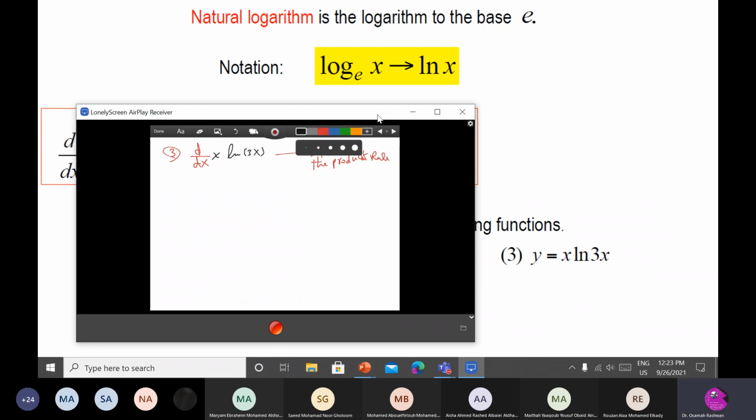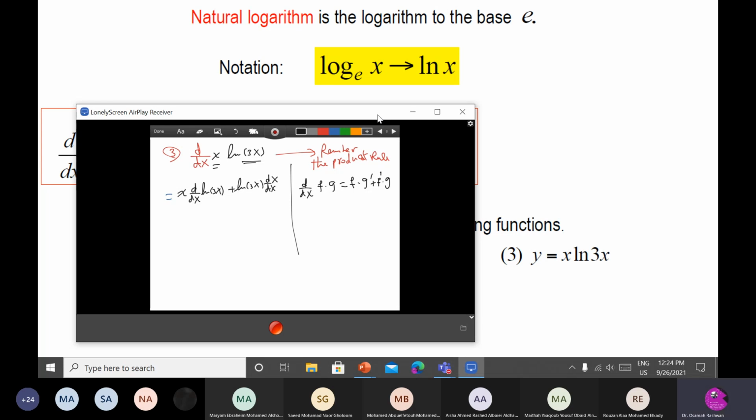Okay, so what is the product rule? d by dx for f times g is f times g prime plus f prime times g. Okay, so let's call this one f, call this one g, or the first and second, it's up to you. So this one will equal the first one, you keep it as it is, and then you differentiate d by dx for the second one, plus the second one times the derivative of the first one.